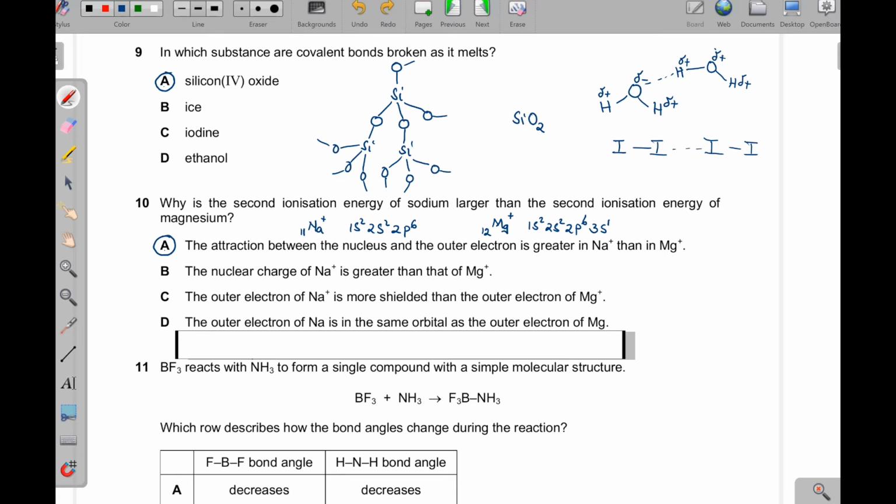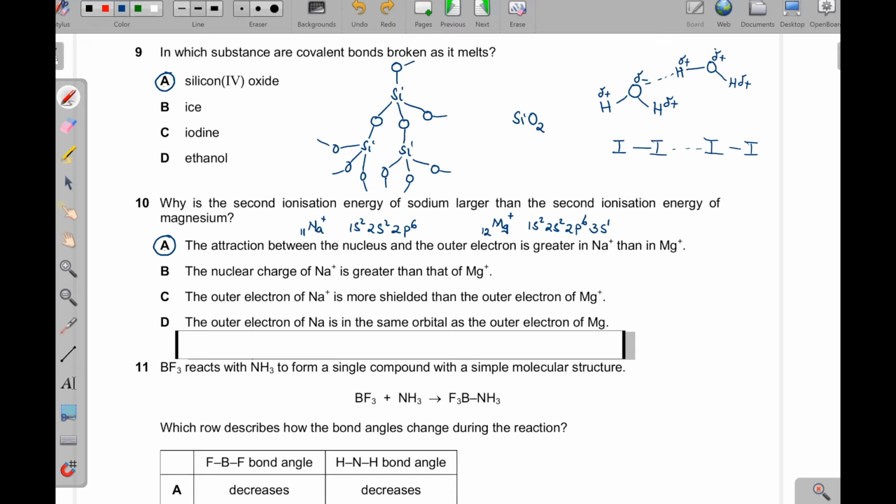So the greater the shielding, the smaller the nuclear attraction. Then C, they are saying the outer electron of sodium is more shielded than the outer electron of magnesium ion. No. From here we are seeing the outer electron is shielded from 2, but here we are having 3. So that one is also wrong. And then when we go to D, the outer electron of sodium is in the same orbital as the outer electron of magnesium. Now, is it in the same orbital?